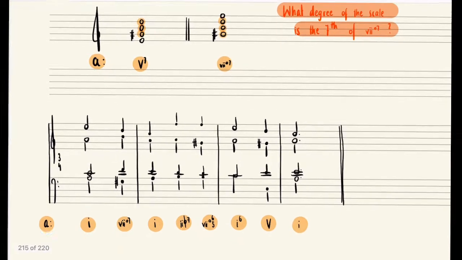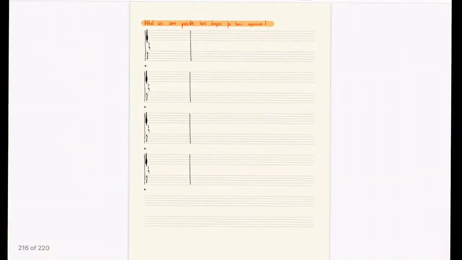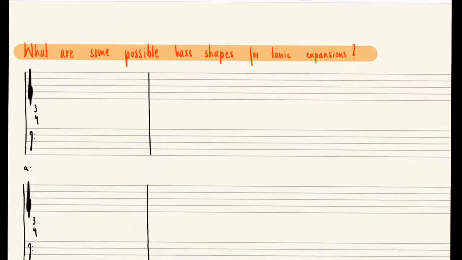Okay, now let's move on to the following question. What are some possible bass shapes for tonic expansions using vii°7 and its inversions? So let's explore that together. Tonic expansion means that I want to start on the tonic and finish on the tonic, and then I want to have something in between, through which I will move from one tonic to another.